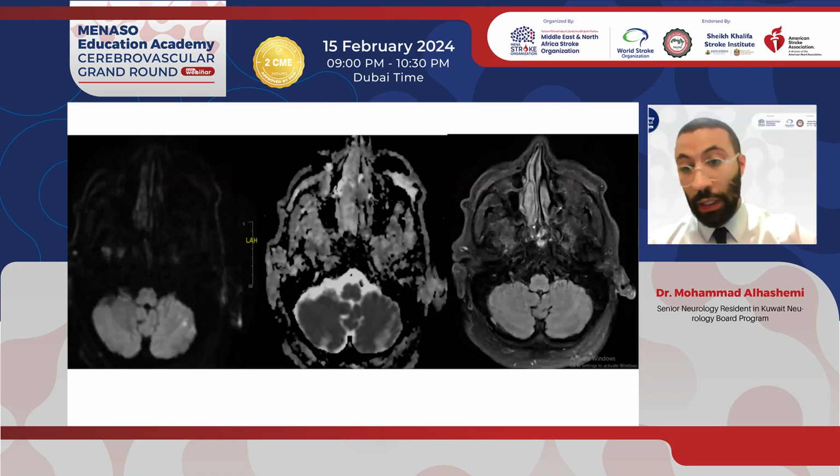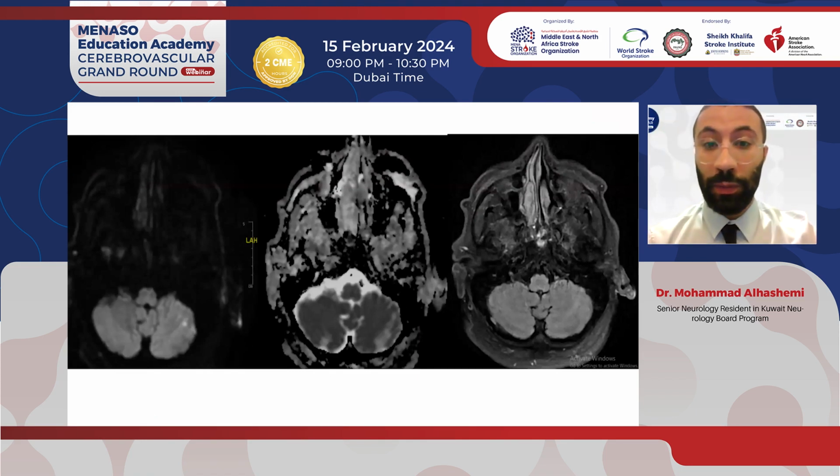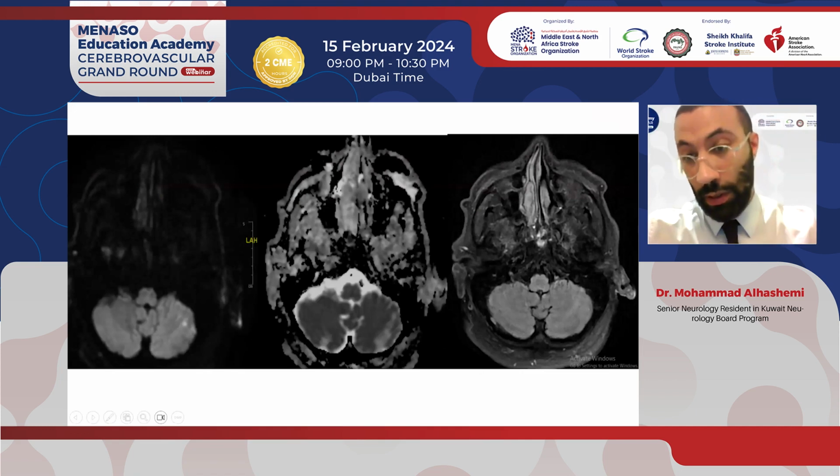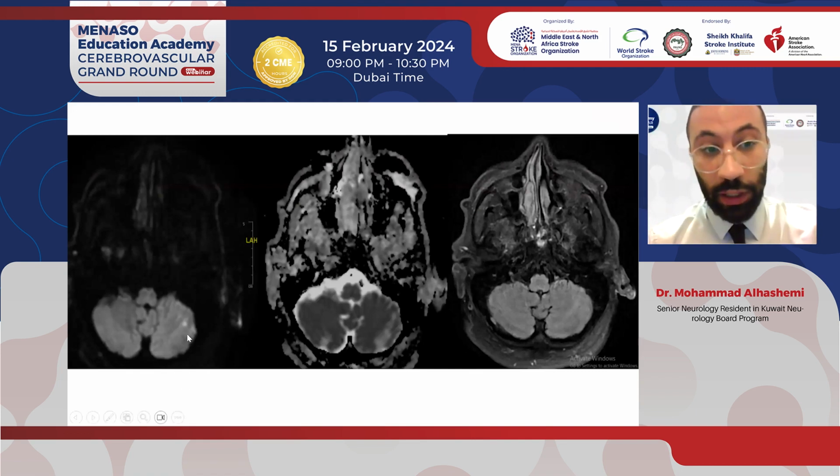On the following day, the patient underwent an MRI brain. The quality is not that amazing, but on the DWI we can see a restricted diffusion in the right cerebellum, and it's not showing on the ADC, but we can also see it on the T2.